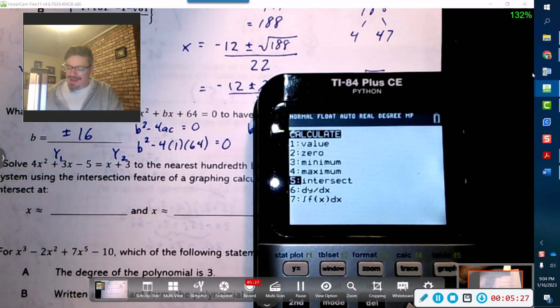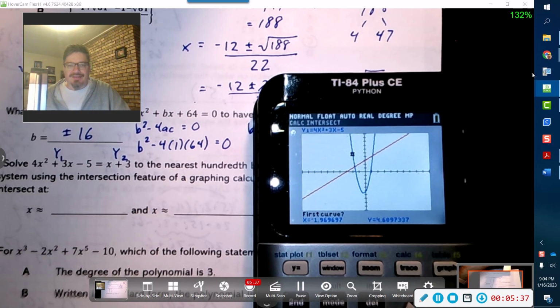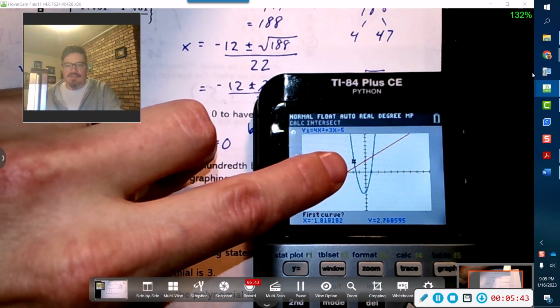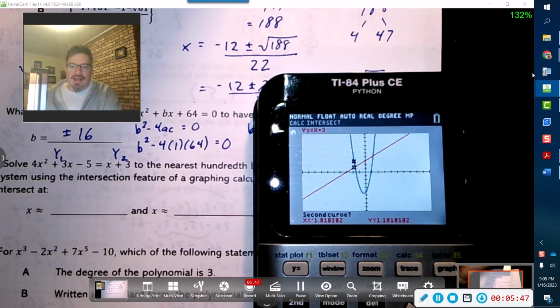And when I go intersect, it's going to ask me some questions. It doesn't know which one I want it to do. So it shows me on the blue curve, and I'm going to get close to the first intersection. Okay. Now I'm going to call this the first intersection. I'll call the other the second. So I go here. And then it asks, the second curve is right there. Now what I want is the intersection in between those two.